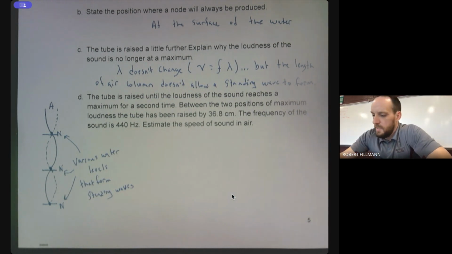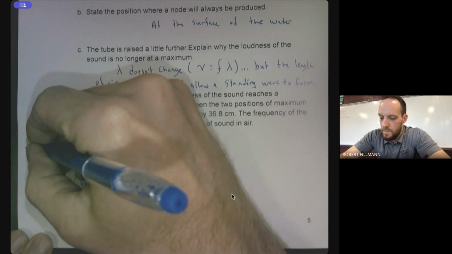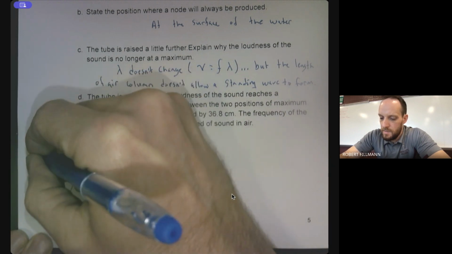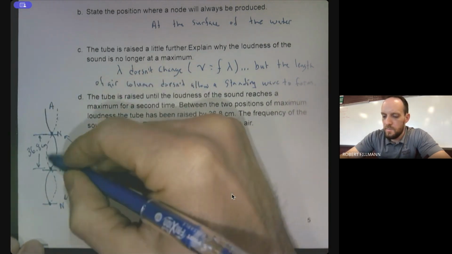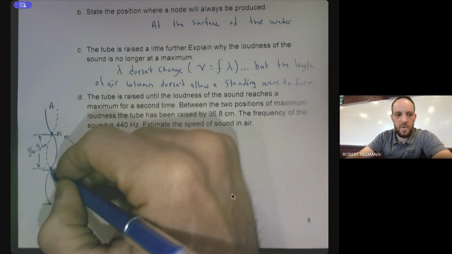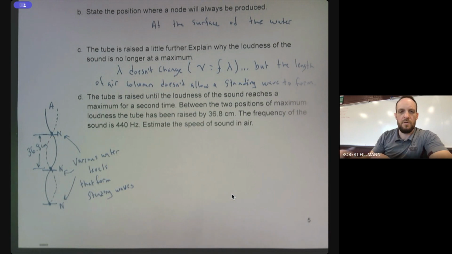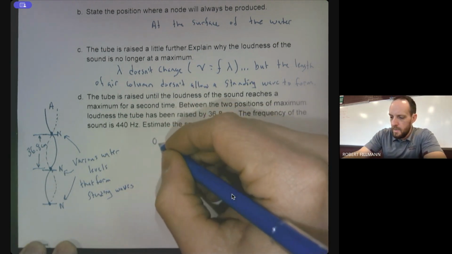So if we read the problem, it says between the two positions of maximum loudness, the tube has been raised by 36.8 centimeters. So that actually means that 36.8 centimeters is the additional distance the tube has been raised. So it's the distance between the two nodes. So we know how far apart nodes are from each other. And between nodes, we have either a crest or a trough. So regardless of whether we're talking about open and closed pipes or strings, nodes are always half of a wavelength apart.